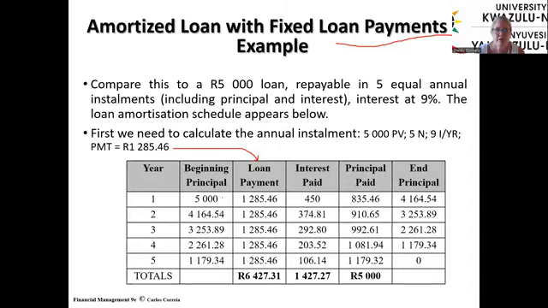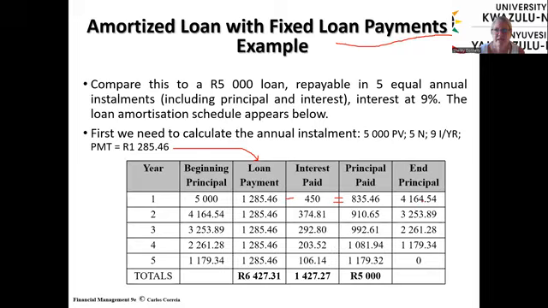And you work through it year by year. So you owe 5,000 in the beginning. At 9% thereof is what you pay in interest. So if the interest portion of this 1,285.46 is 450, then that minus the 450 must equal the principal that you've paid.